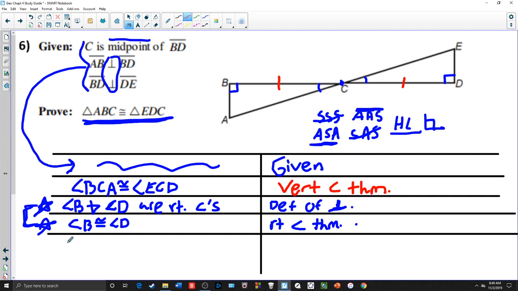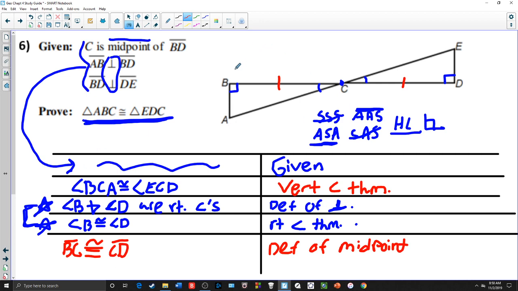So I can say that BC is congruent to CD. Why? Because definition of midpoint. I'm doing my best to write with my mouse here so that you can read it, but please forgive any sloppiness.